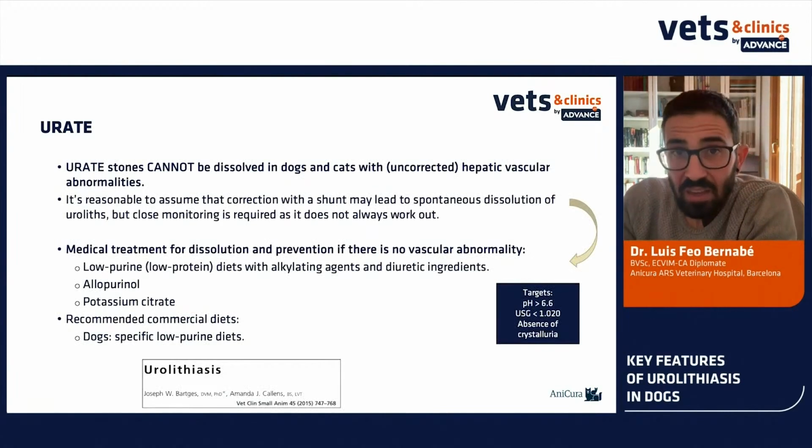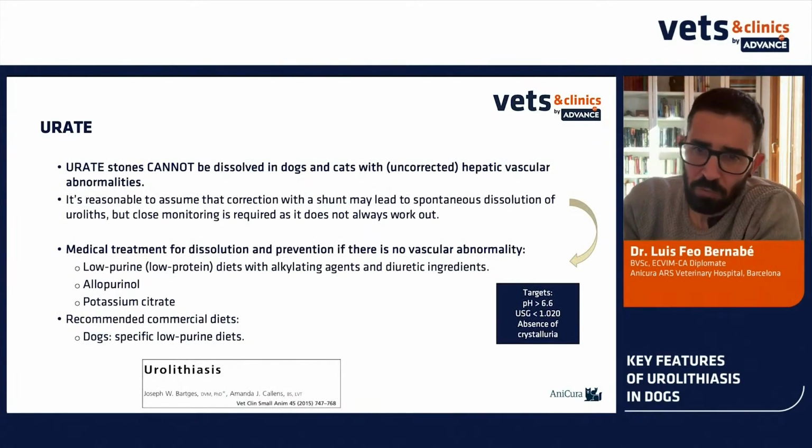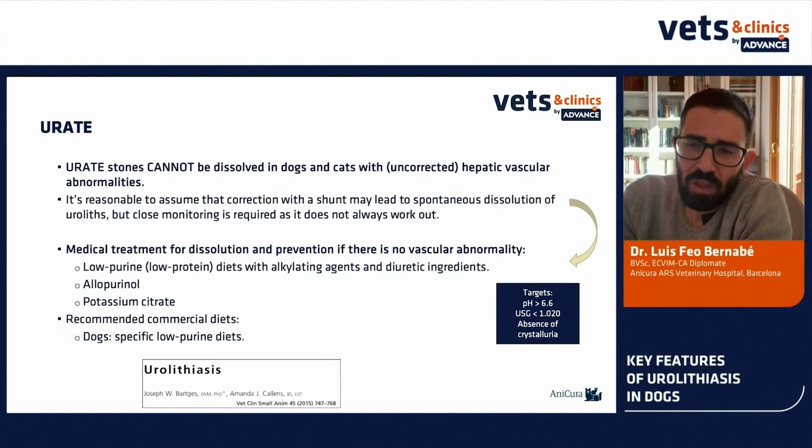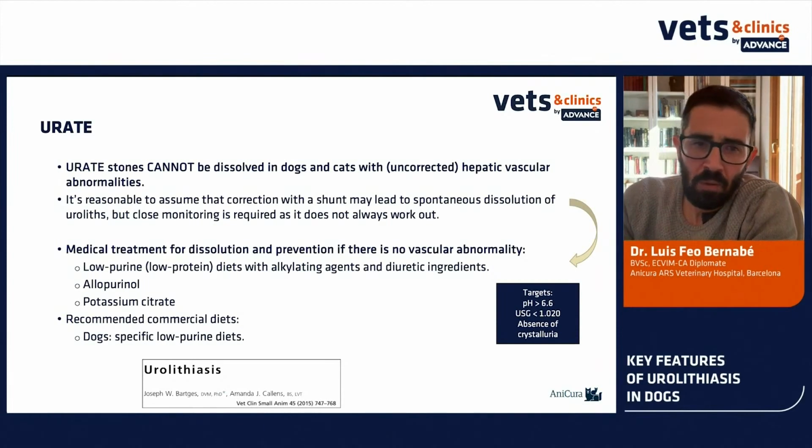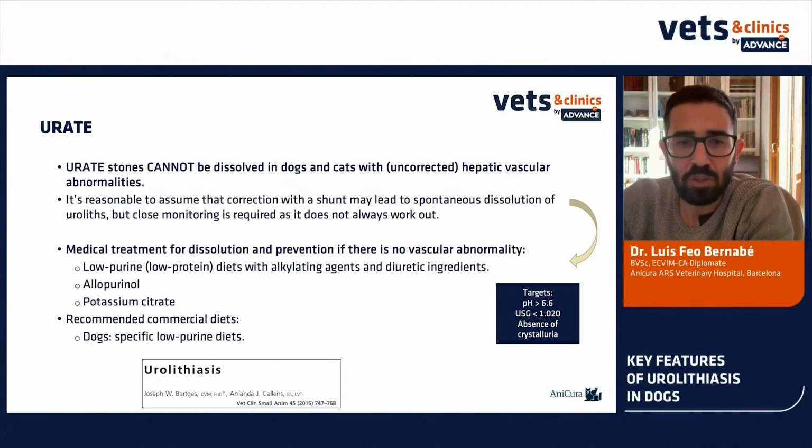So how do we manage these cases? Urate stones cannot be dissolved in dogs and cats with uncorrected hepatic vascular abnormalities. So it's important that if we have a hepatic problem, we try to fix this problem first. However, it's reasonable to assume the correction of the shunt might lead to a spontaneous dissolution of the urolith. I have already mentioned that. However, this doesn't work every time, because sometimes you fix a vascular problem, for example a shunt, but you still have a microscopic shunt. And even when you fix the hepatic problem, sometimes you still have urate stones in the urinary tract.